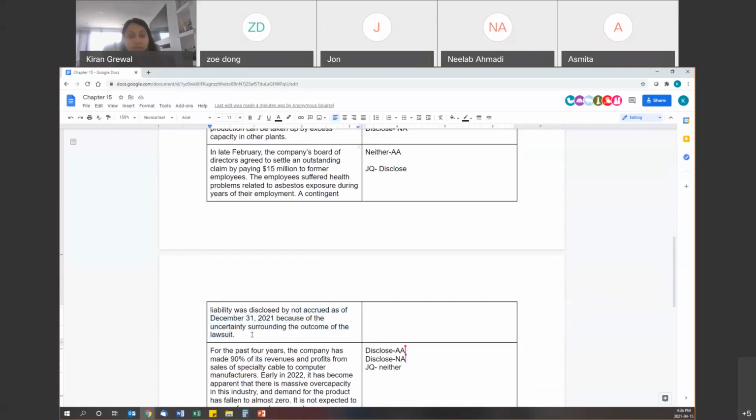So if you remember the rules around contingencies, which you would have done in Intermediate Accounting 2, I think chapter 13 or 14, contingent liabilities, you would record a liability on the books if it is likely that the company is going to have to pay that in the future. Okay, so they got sued here by the employees for whatever the amount they got sued for.